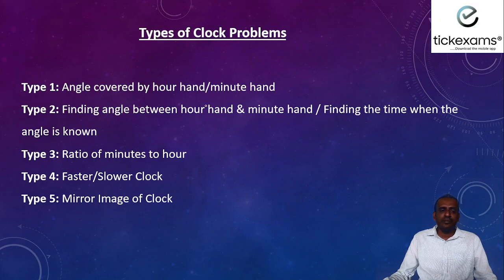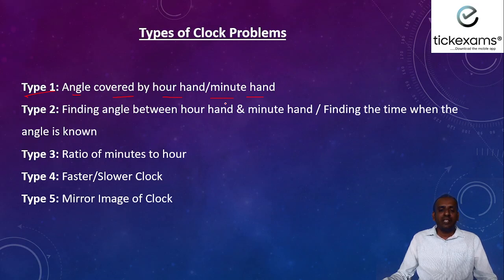All right, let us try to understand what type of problems will be asked on clocks. There are normally 5 types of problems always asked in clock related problems. What are those problems? We will understand. Type 1, angle covered by hour hand or minute hand. Type 1 problems means there will be a question where it gives, like, when the hour hand moves from 8 o'clock to 12 o'clock, what is the angle made, or what is the angle covered by the hour hand. So we will apply the same method. For 1 hour it covers 30 degrees, so the same method we will apply.